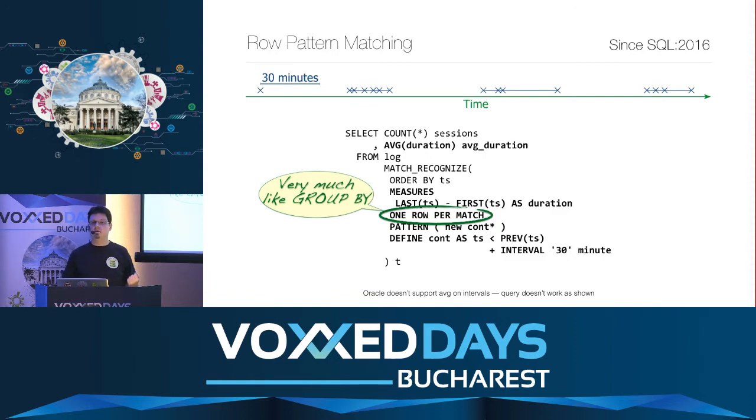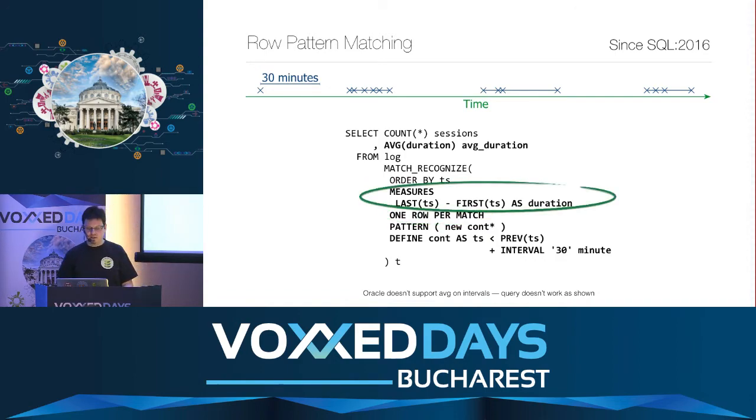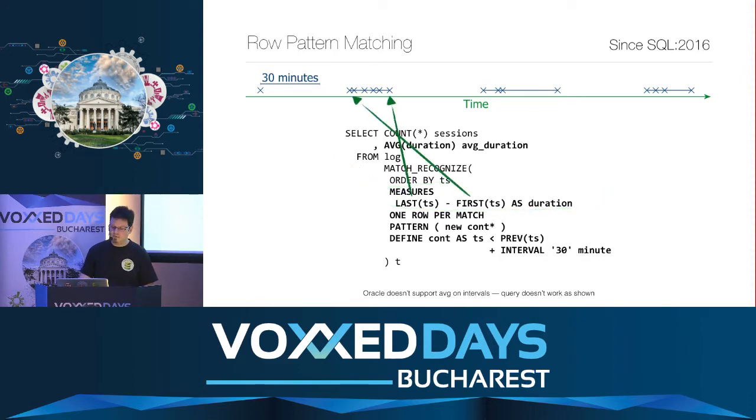So I can say, hey, from the matches, out of each match, condense it into a single row. Then the measures clause is basically what we use as select, as the projection. There we say which columns we would like to have. And we can now access these things similar to window functions. We can say, I would like to take the timestamp of the last hit of this session, subtracted from the first one, and this is the duration of this. And this will be then the result of this match recognize clause. So that's one row per session.